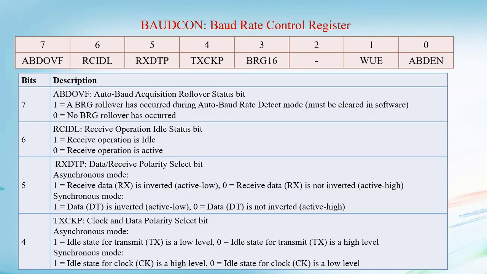Then bit 4, TXCKP, the clock and data polarity select bit. When asynchronous mode is selected, if this bit equals 1, the idle state of transmit is a low level. If it equals 0, the idle state of transmit TX is a high level. In synchronous mode, 1 indicates the idle state of the clock is high, and 0 indicates the idle state of the clock is a low level.